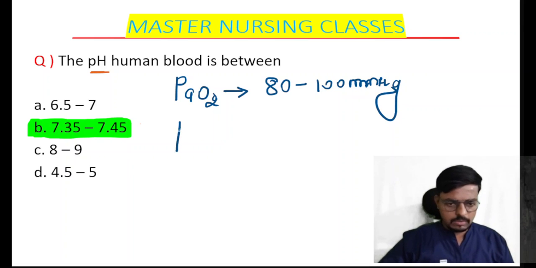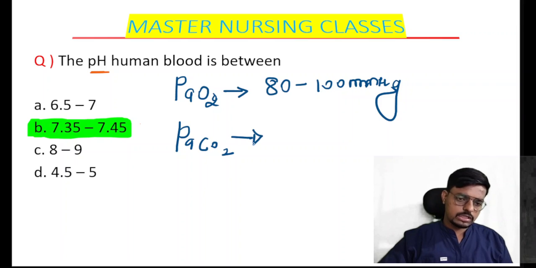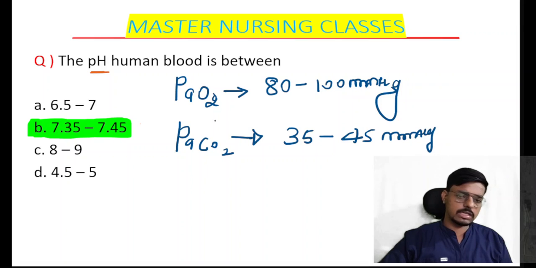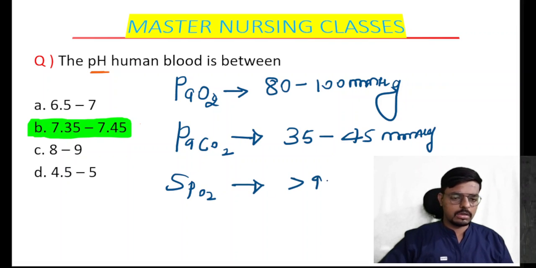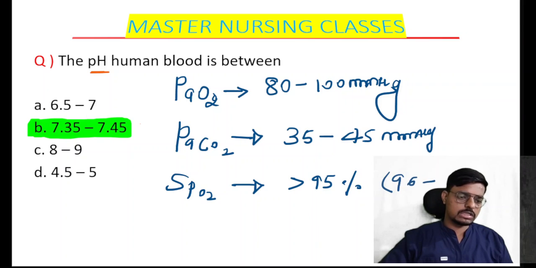Now I am asking what is the normal partial pressure of carbon dioxide in the blood? Yes, very simple: 35 to 45, again mm of Hg, because I am asking the partial pressure, students. If the question comes, what is the normal saturation of oxygen, that is SpO2, you can give the answer in percentage: more than 95 percent, or you can say the range 96 to 100 percent. Both answers are the same here. I hope the concept is clear till now.